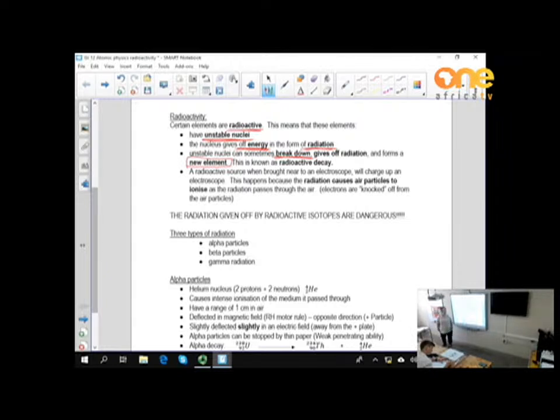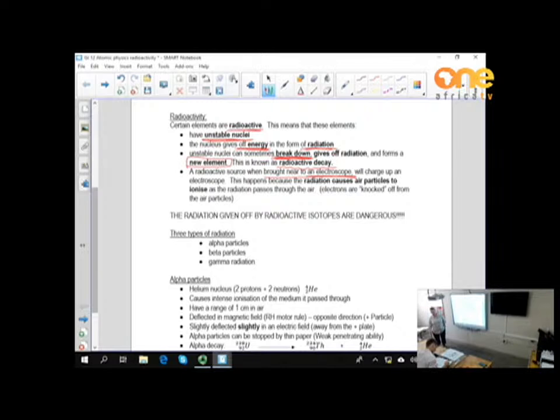All right. So, sometimes, not always, we find that pieces of the nucleus break off and we will end up with a new element. This change from one element to another is known as radioactive decay. All right, the decay process. A radioactive source, when it's brought near to an electroscope, will charge up an electroscope.